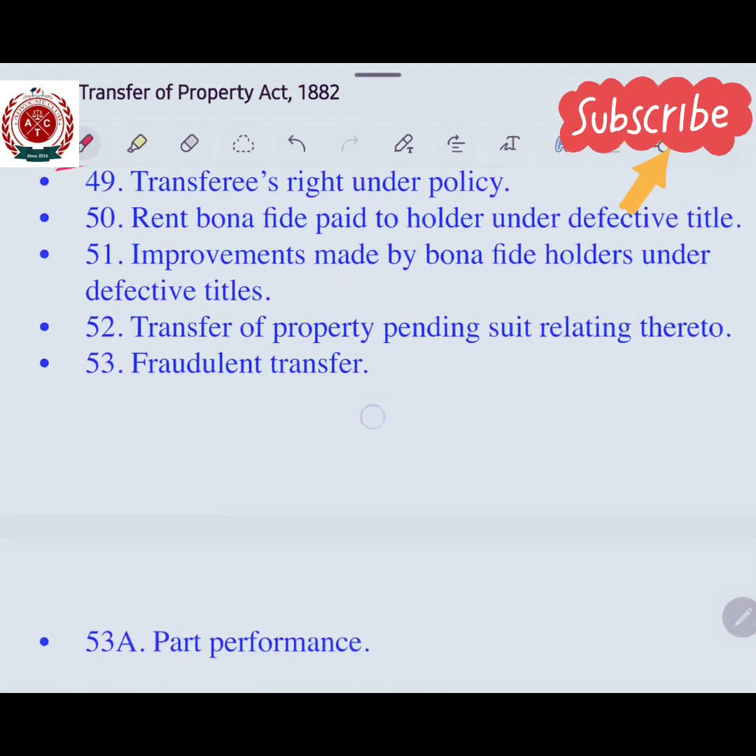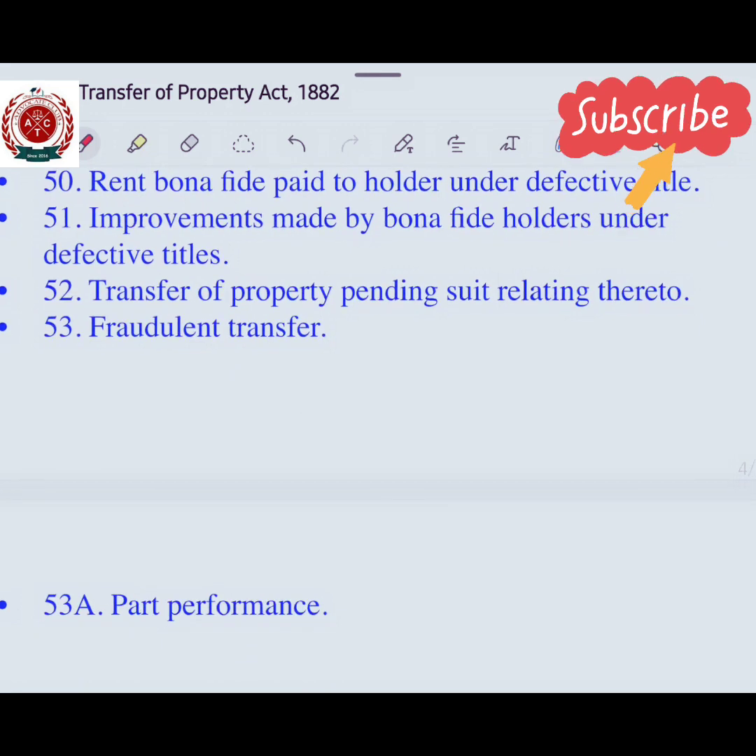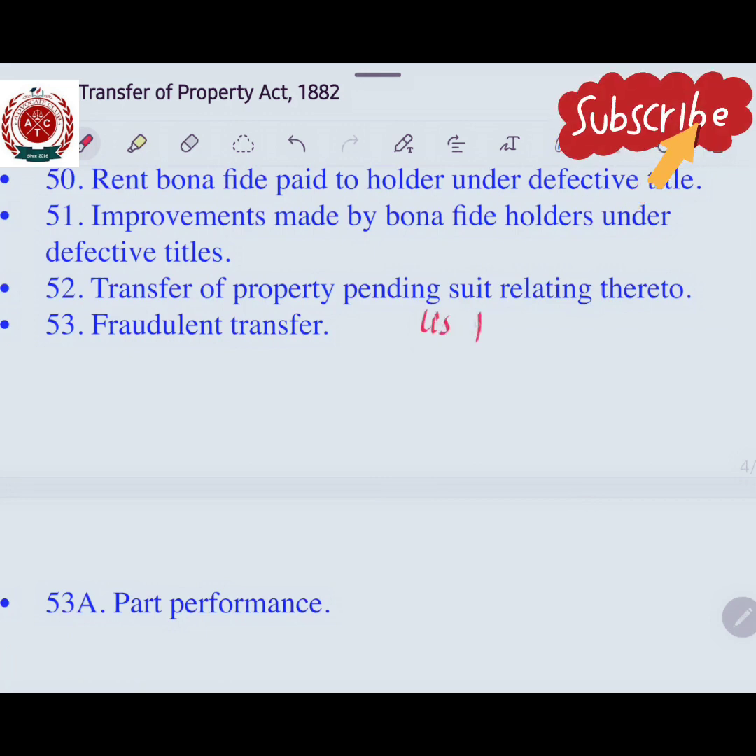The next important section is transfer of property pending suit relating thereto. It is also called lis pendens. If a suit is pending in a competent court, then the property cannot be transferred from one person to another. To this general rule, there is an exception if the court permits it. After that permission, the transferor transfers the property to a third person, and the judgment or order of the honorable court is binding on the transferee.